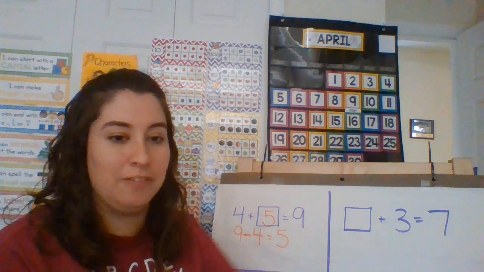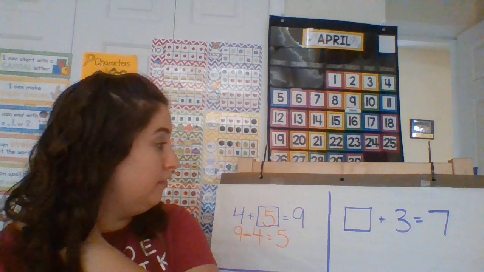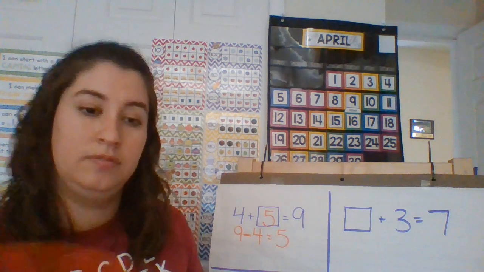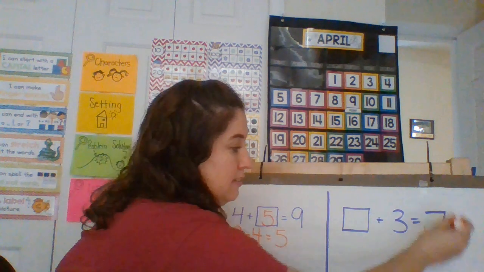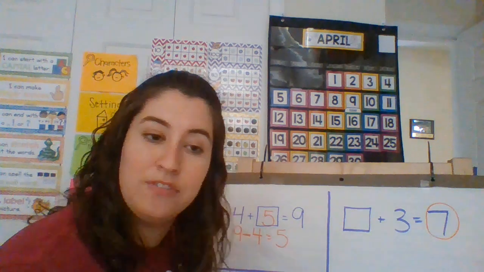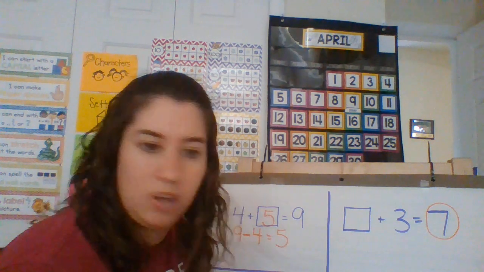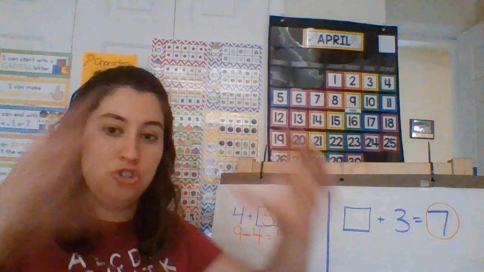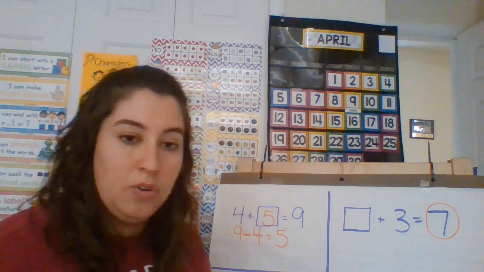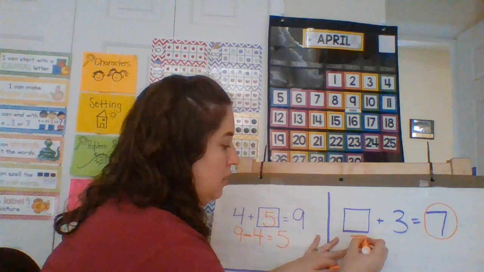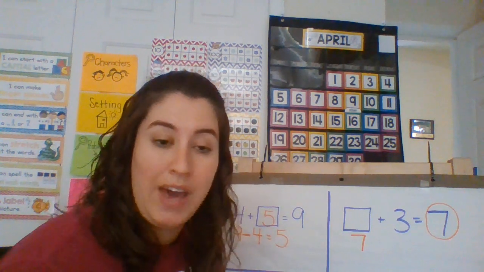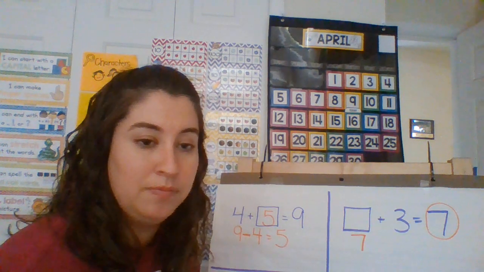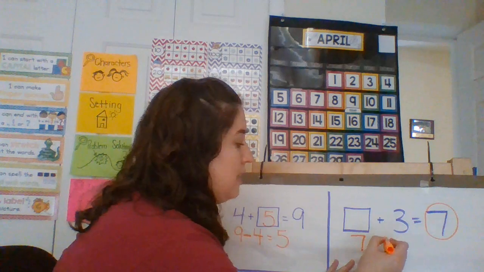So let's go ahead over here. We're going to start with our whole again. What is our whole here? 7 is our whole. Remember, our whole always comes after the equal sign. That's our biggest number. Our whole is always our biggest number when it's after the equal sign, because we're starting with 7. So we are starting with 7, and how many are we going to take away? What's the other number in the problem? 3. So we're going to do 7 minus 3.